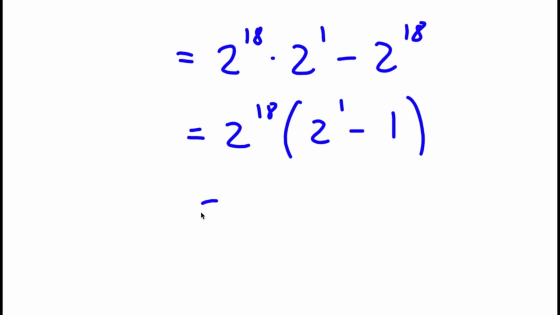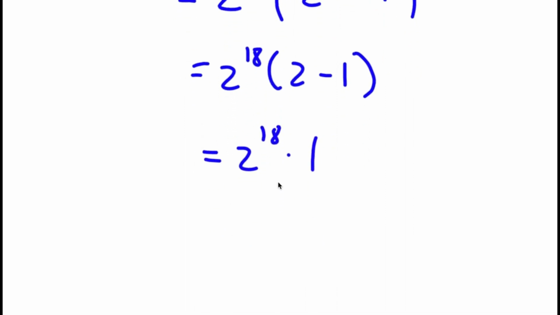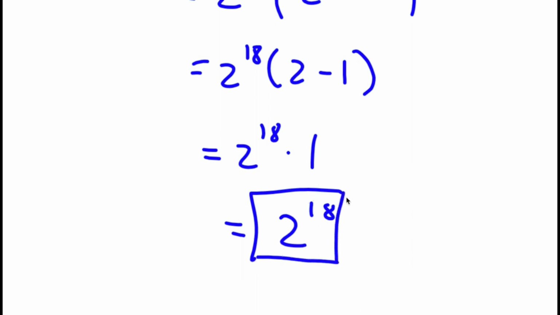Now 2 to the power of 1, that's simply equal to 2. So I have 2 to the power of 18 times (2 minus 1). And 2 minus 1, that's equal to 1. So now I have 2 to the power of 18 times 1. Now 2 to the power of 18 times 1 is simply just 2 to the power of 18. So I'm simply left with 2 to the power of 18.